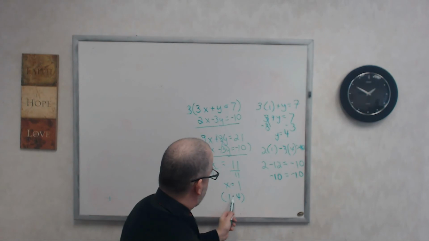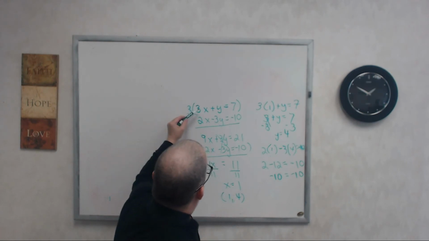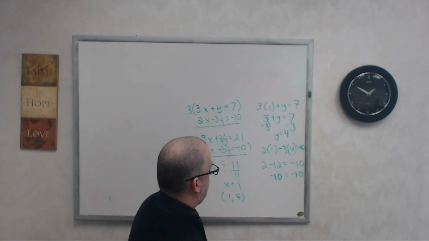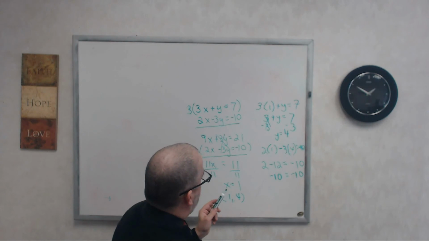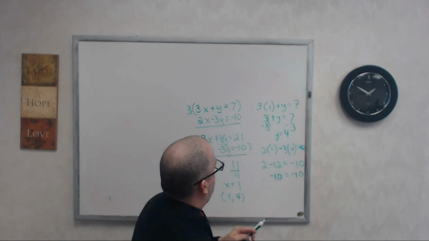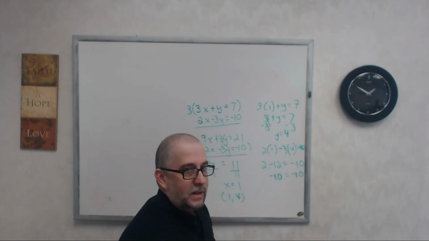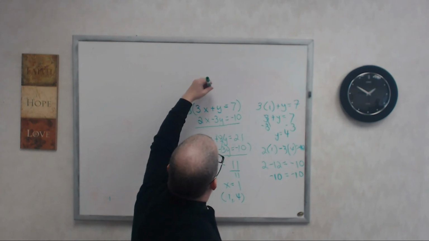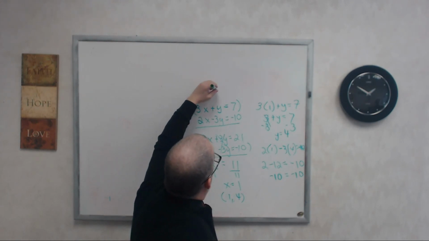And if we check this one real quickly, 1 times 3 is 3, plus that 4, 3 plus 4 is equal to 7. So it did work in the original one. But the only thing you really need to do is check the answer in the equation that you did not use to find the other variable. And that's pretty much it. So that's how you solve simultaneous equations or systems of equations by elimination.